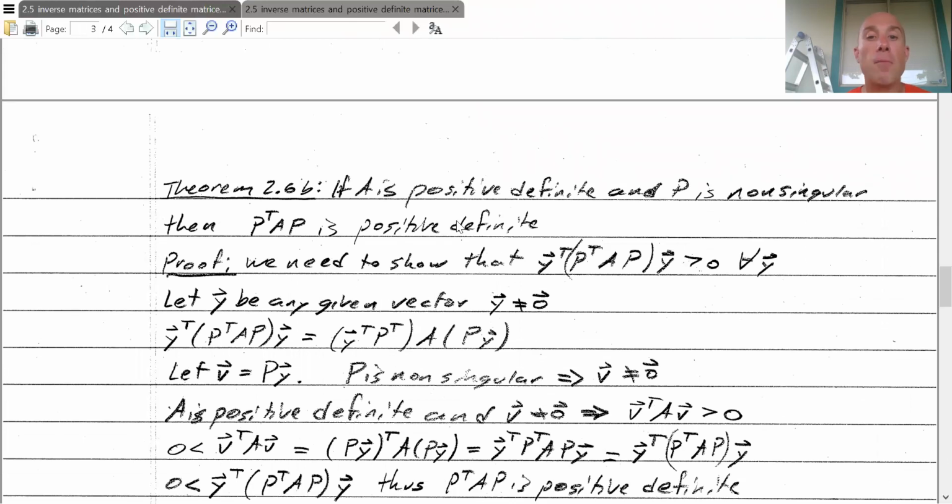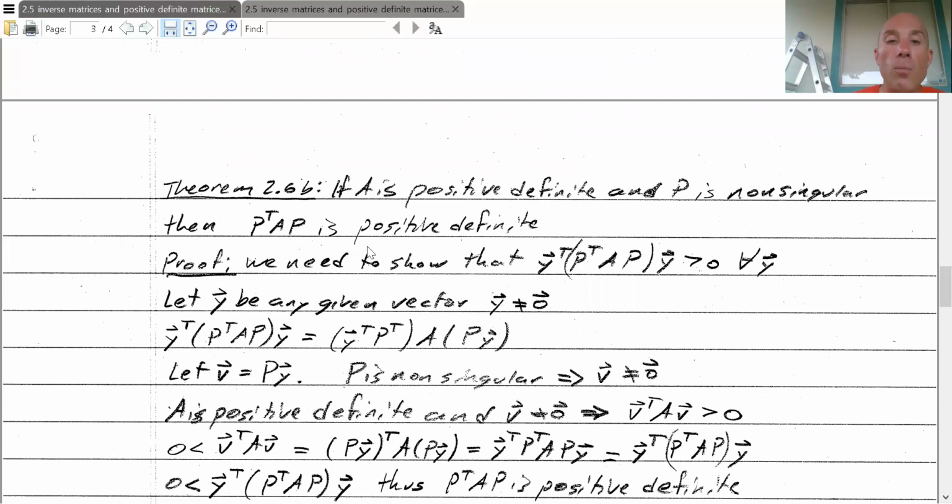Now, if A is positive definite, that means I can multiply on the left and right by a vector, y transpose A y. That will give me one number. That's what positive definite means, and that number will be positive. Let's say that A is positive definite and P is non-singular, so it has an inverse. Then P transpose A P is also positive definite. All right, so now let's prove this.